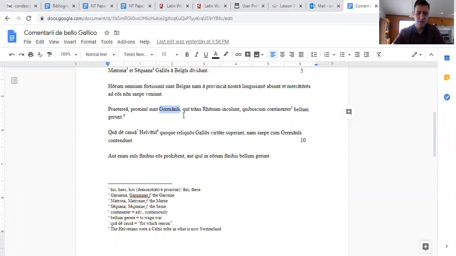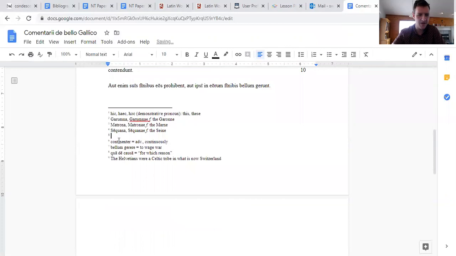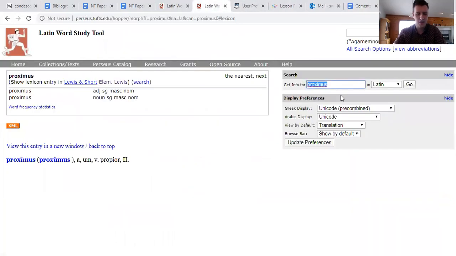Now we've got a relative clause, just a regular old relative clause. Qui trans Rhenum incolunt. So the Germans, now this is ablative plural masculine. Our relative pronoun is nominative plural masculine, but its antecedent is Germanis. The Germans who dwell trans Rhenum, across the Rhine. And I will add a footnote to Rhenum. I forgot that. It's the Rhine River. Right? It's the Rhine, not the Rhone.